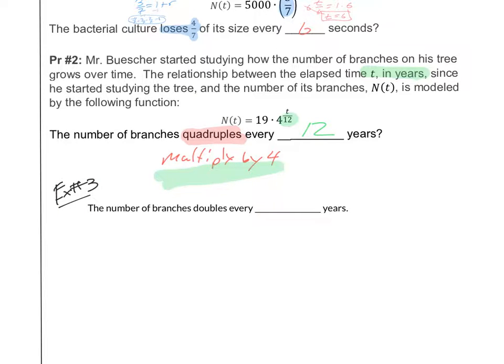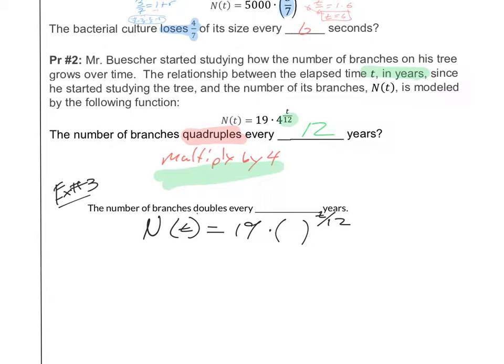But let's say I was asking about the number of branches doubles every how many years? What if I asked for doubles and we use all the same information up here? Well, let us think about how we could get that to look like it doubling, because right now it's being multiplied by 4. It's not being multiplied by 2, but we can actually change the way this looks. So let's play with it. We know that we have n of t equals 19 times, and I'm going to put something that's equal to 4 there, t over 12.